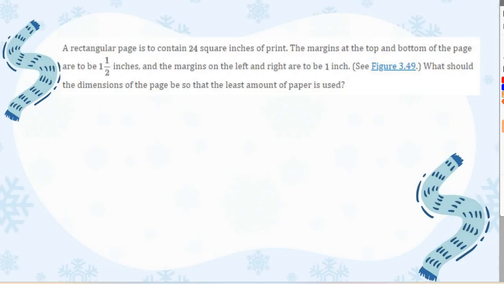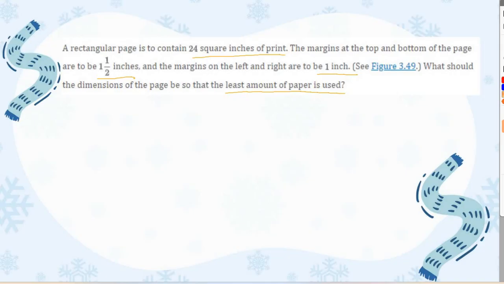So what do we want to do first? Go back to your steps. What do your steps say to do first? Read it carefully. Alright. So I'm containing 24 square inches of print, so that's pretty important. We also have some margins, so that's some additional information of 1 and 1/2 and then 1. And then we are looking for the least amount of paper used. So we're trying to find the what this time? The minimum. Okay.